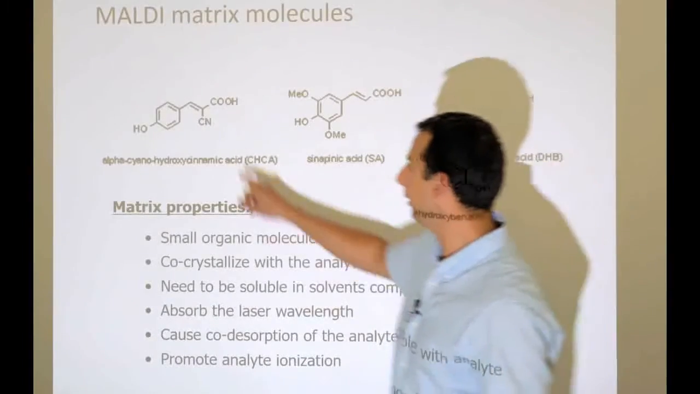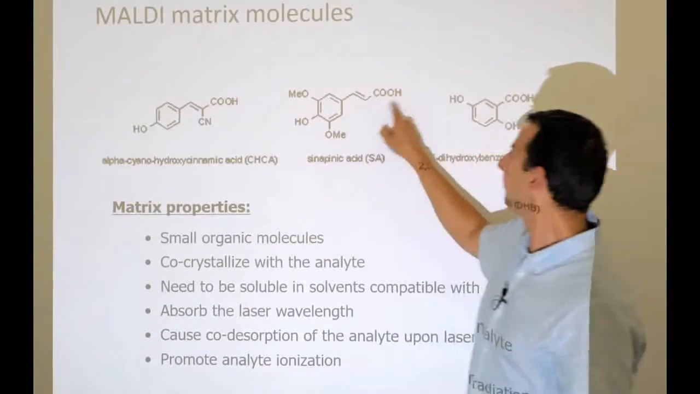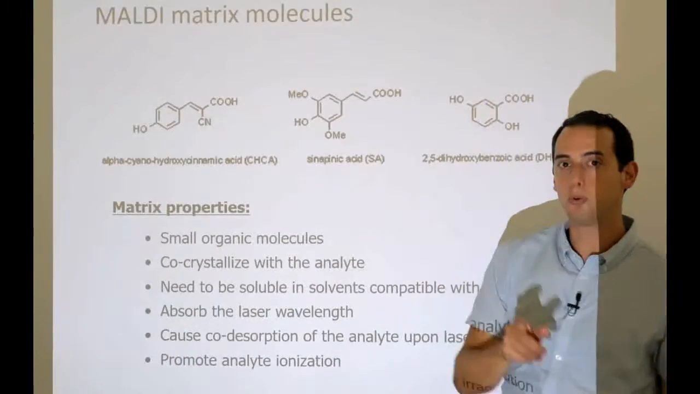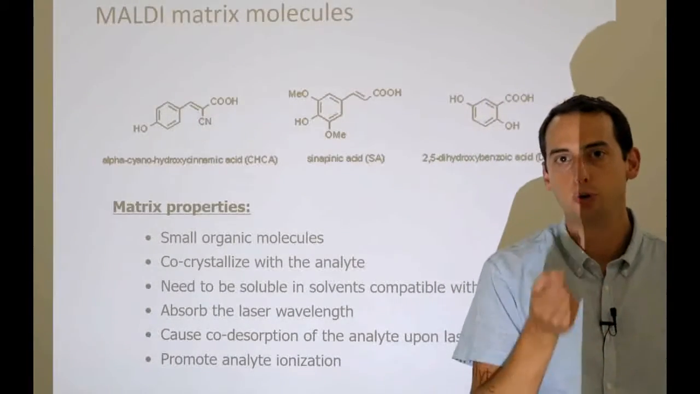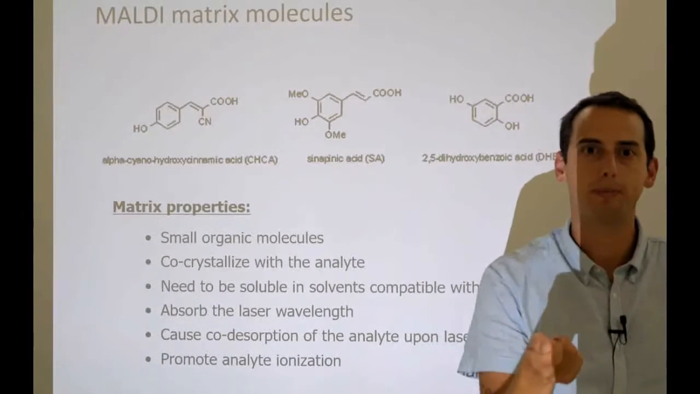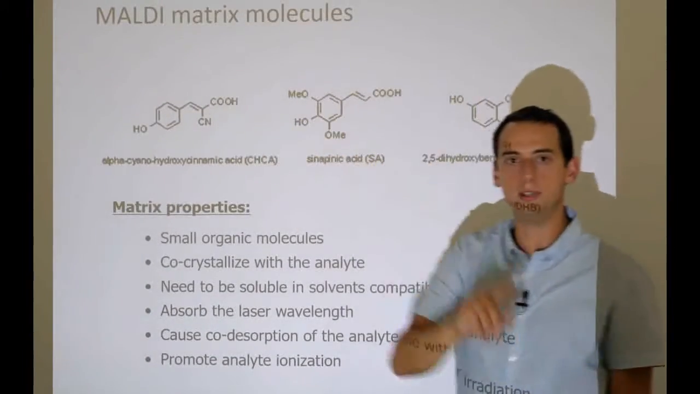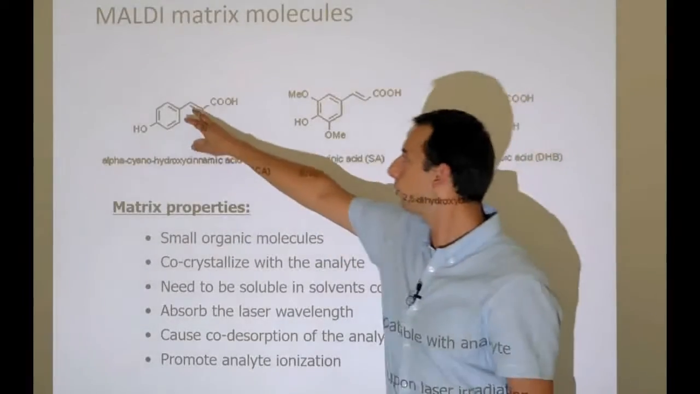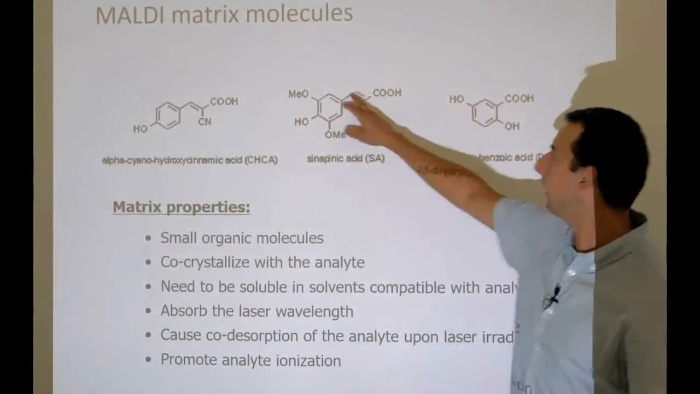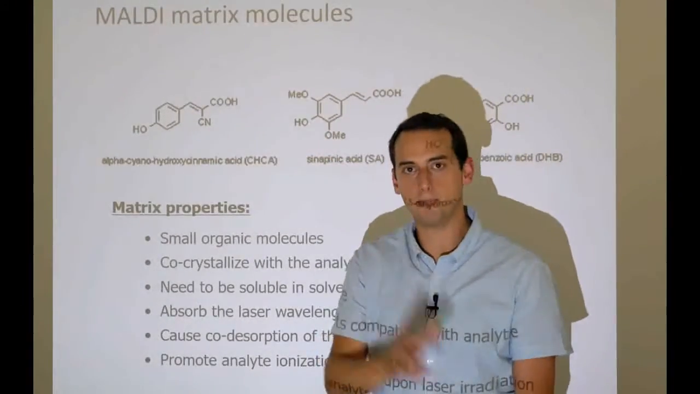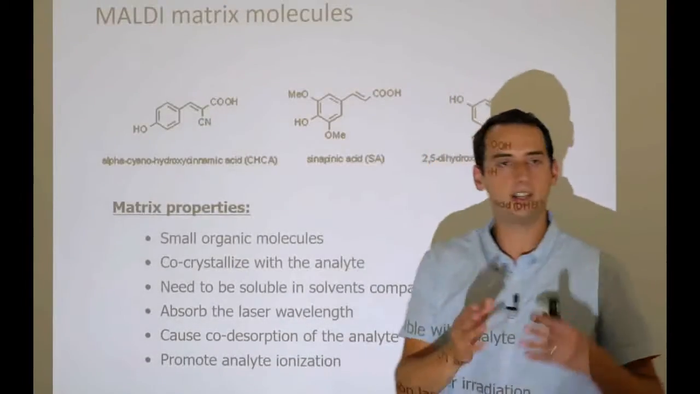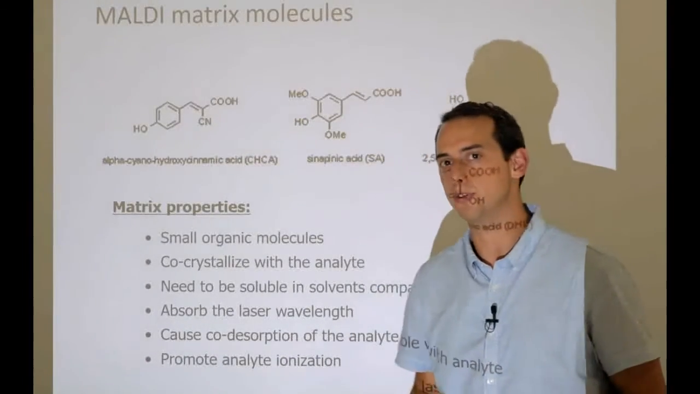The other thing that they all share is a carboxylic group. And you know why we have a carboxylic group? Because we need an acid that will donate a proton to our peptide. And here you can see where the proton donation comes from. The carboxylic group needs to be there. Some of them actually have conjugated double bond systems that help them absorb the laser light even better and make this a little bit more acidic. These differences are minor. We won't go into the details.